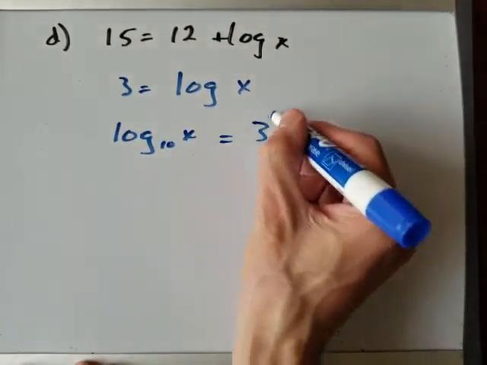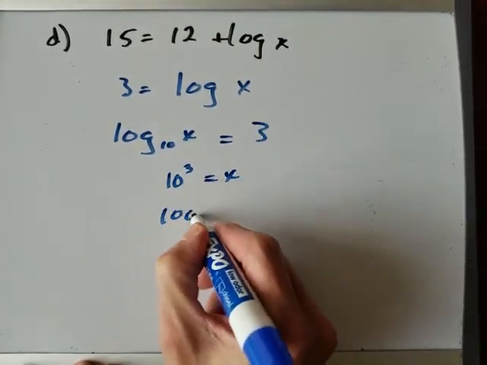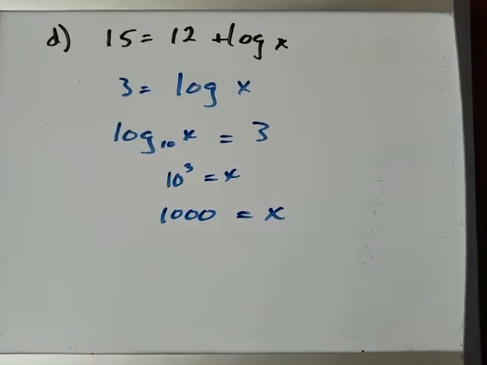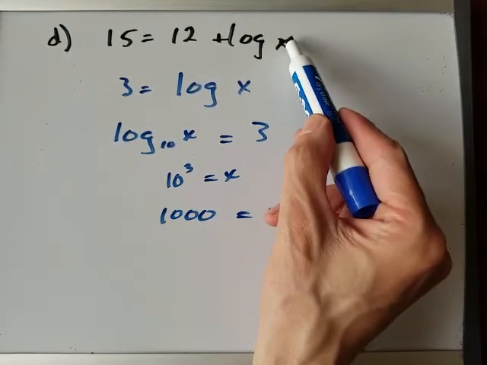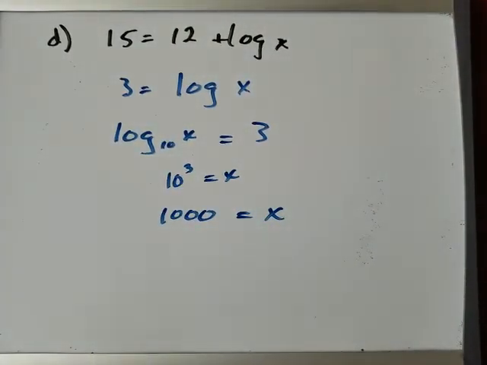We do the loop around, we rewrite it exponentially. 10 to the power 3 is equal to x. So we have 1,000 is equal to x. We have just solved this equation. If I take 1,000, put it back in, this side will be equal to 15. So now, again, all in the name of no two equations are really exactly the same, just different numbers.